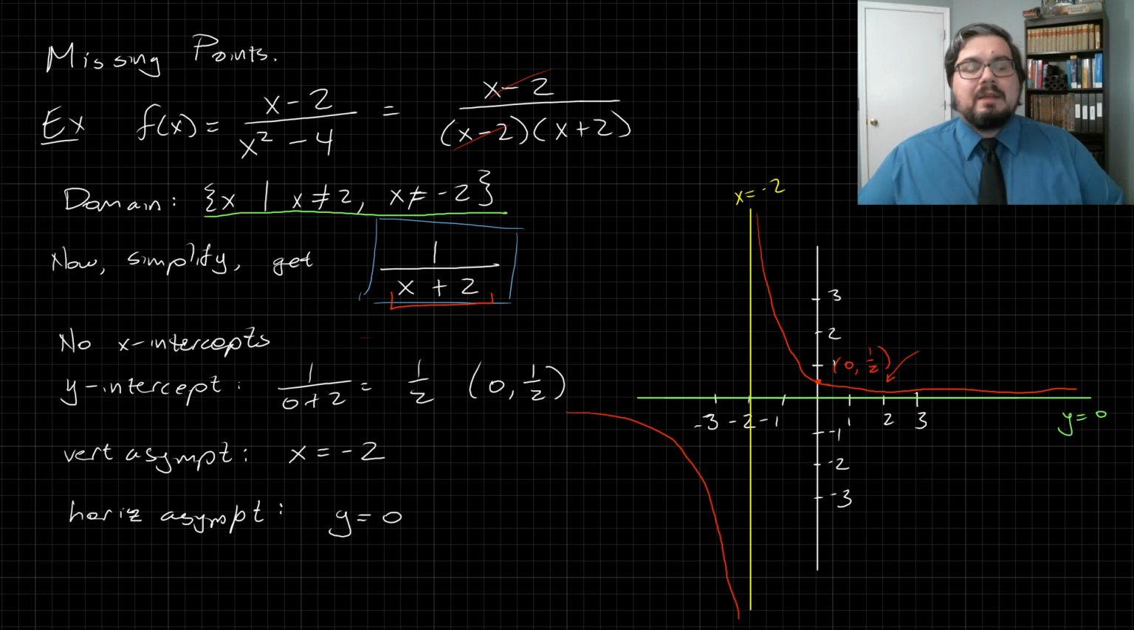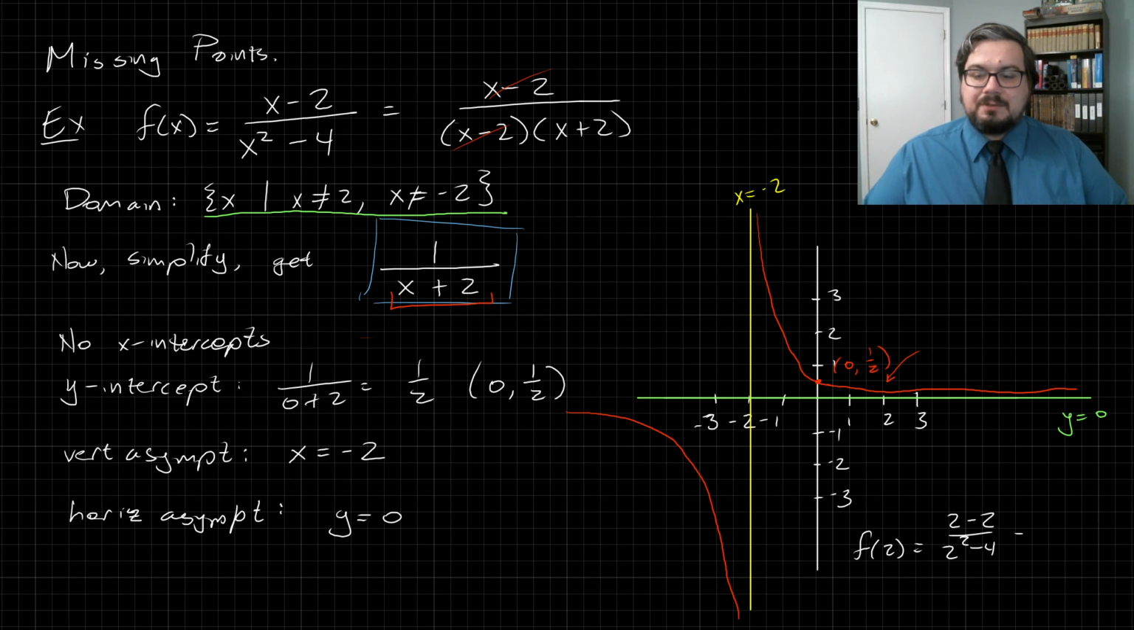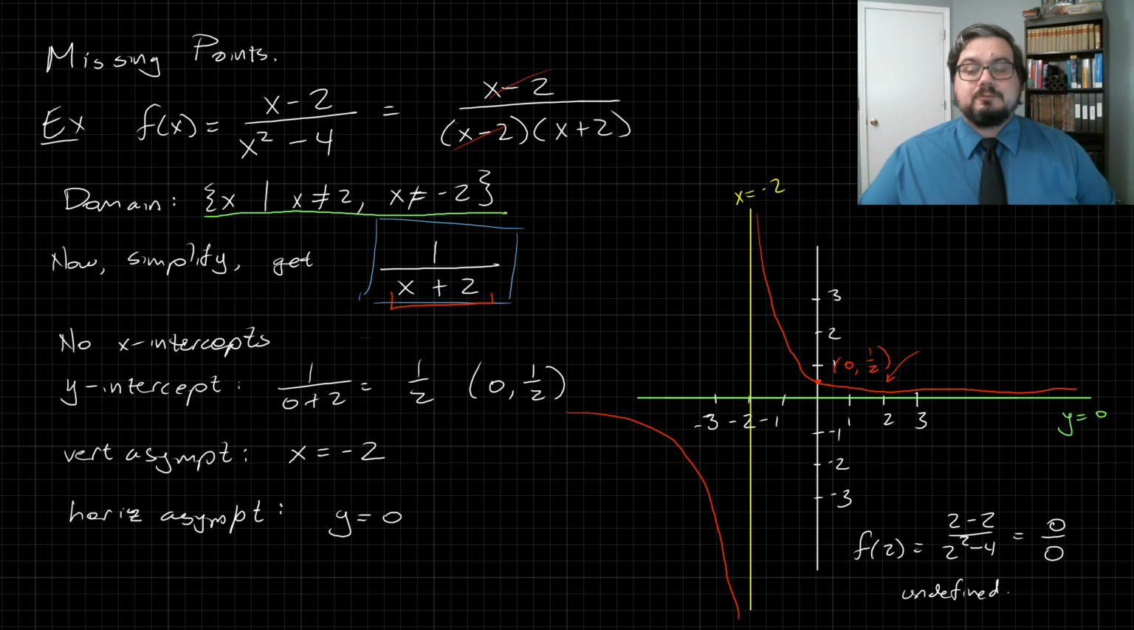And yet, if you tried plugging 2 into the original function, you'd get something undefined out of it. If I tried plugging in f of 2, I'd get 2 minus 2 over 2 squared minus 4. I'd get 0 over 0, which is undefined. So we really shouldn't be able to put a point in there. It looks like we've got 2, maybe 2 comma 1/4, and having that point on the graph suggests that f of 2 is 1/4. But that's not the case. f of 2 is undefined. 2 does not belong to the domain.